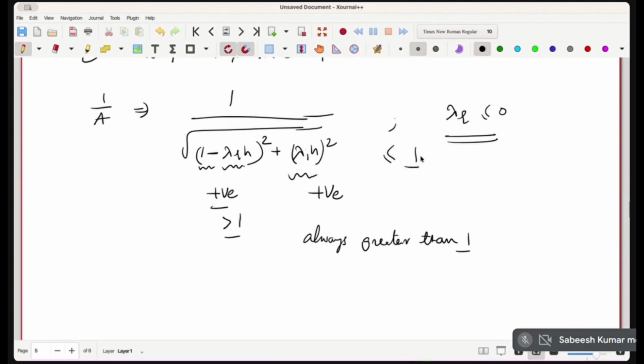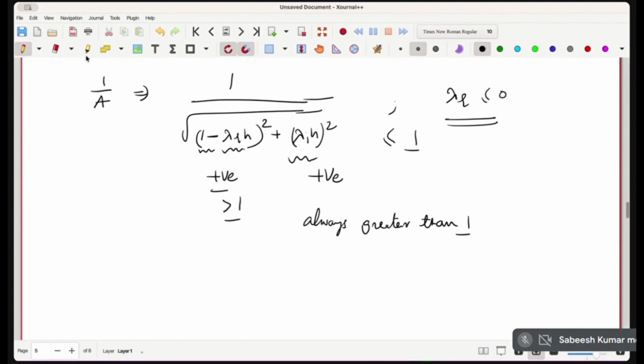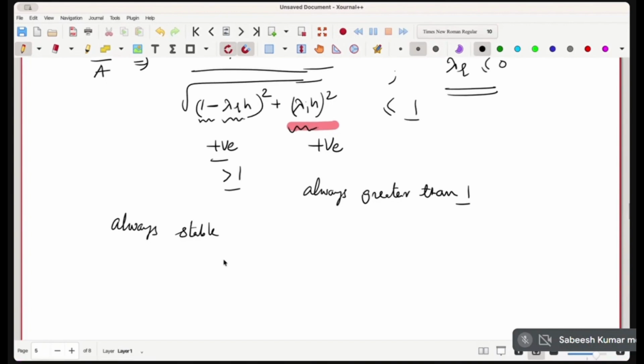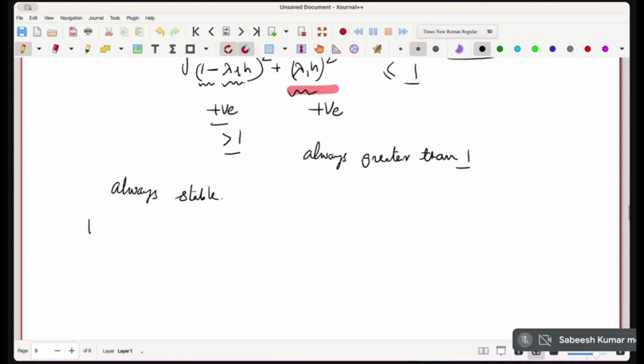That means for all negative values of lambda r, and for any value of lambda i h, the implicit Euler method is always stable. That means the implicit Euler method is unconditionally stable.